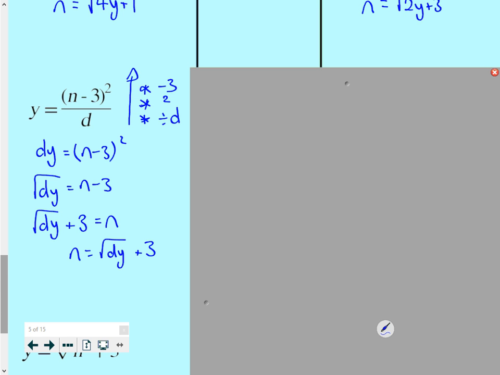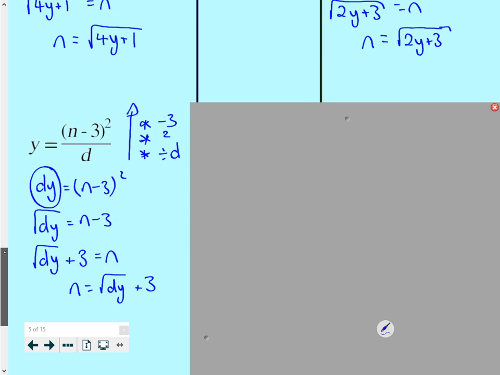Notice that that plus 3 isn't underneath my square root, because when I square rooted both sides, the only thing that was on the left here was dy. So that is the only thing that gets square rooted. The plus 3 goes to the side of that. It does not go underneath.